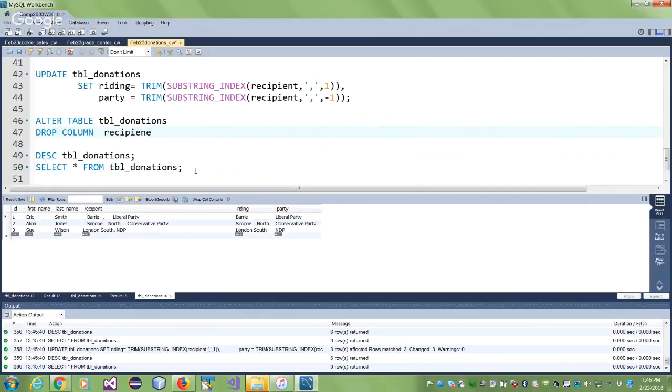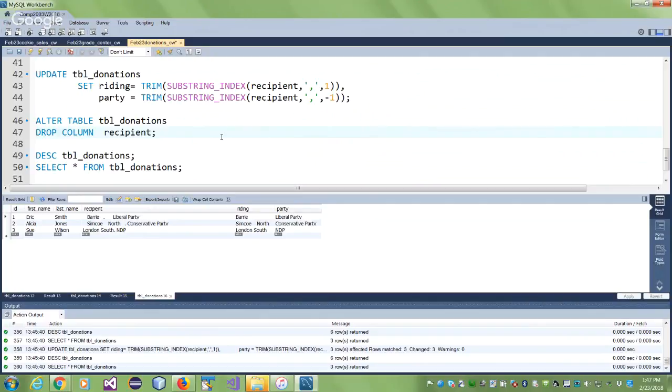Why will I need that column once I've used it? You know what I mean? Now once you recipient, oh God, there it is. So the column is being dropped because I don't need it now. So that's one way of doing it.